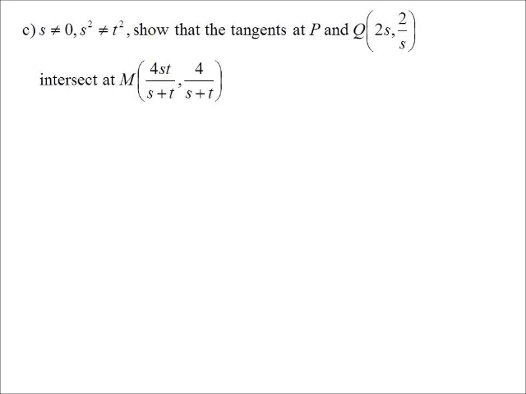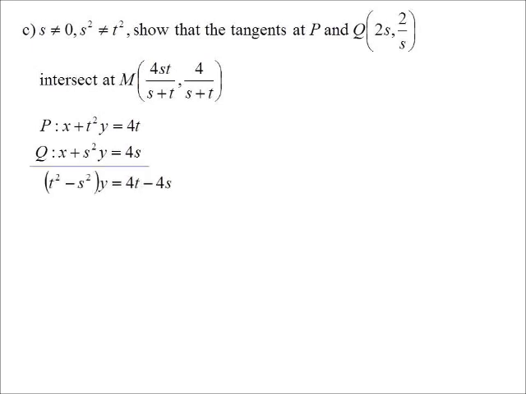But let's find it. Well, remember, we found the equation at p. We don't re-derive the whole thing for q. We can say, well, when the parameter was t, we ended up with x plus t squared y equals 4t. So logically, when the parameter is s, we must get x plus s squared y equals 4s. Solve them simultaneously. We get t squared minus s squared. Aha! That's why s squared can't equal t squared. Because if s squared was equal to t squared, I would now go and divide by 0, which you can't do. So that's why they've said that bit.